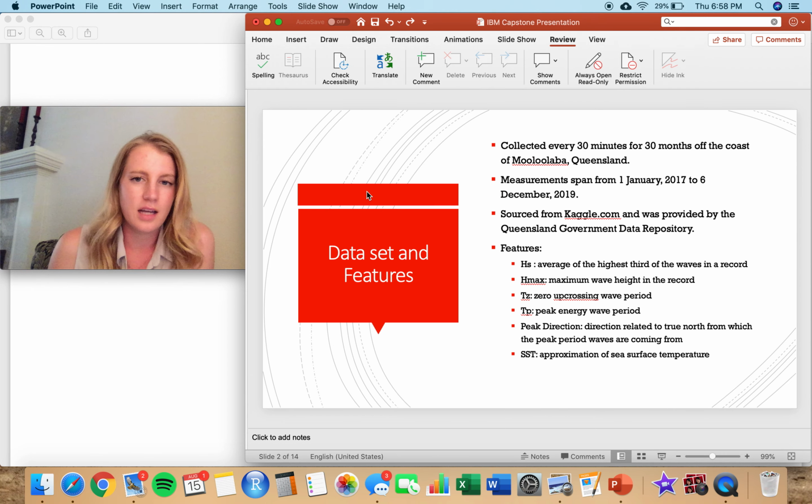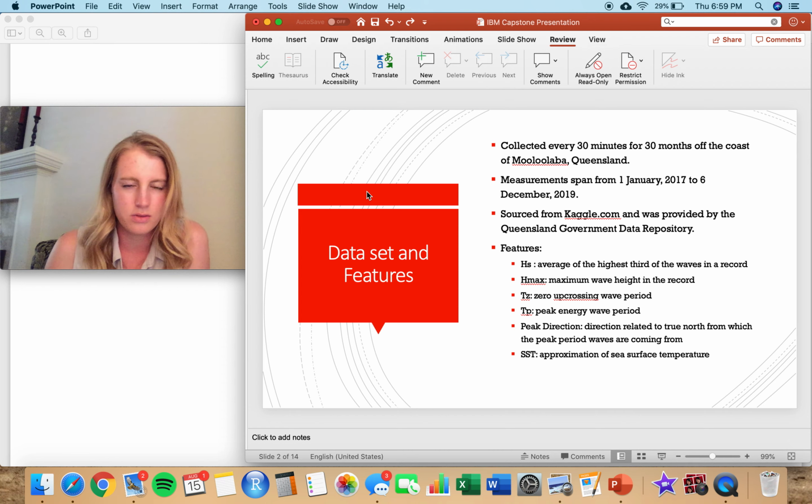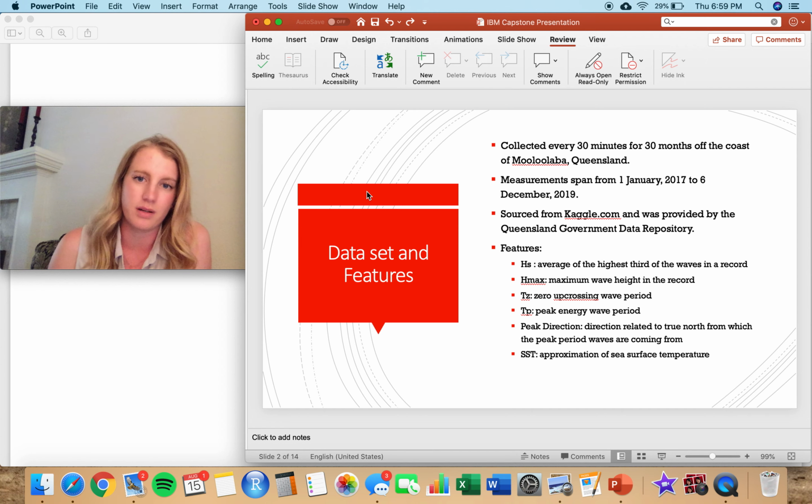The data is collected every 30 minutes for 30 months off the coast of Mooloolaba, Queensland. Measurements span from January 1st, 2017 to December 6th, 2019. This data is sourced from Kaggle.com, which was provided by the Queensland Government Data Repository.